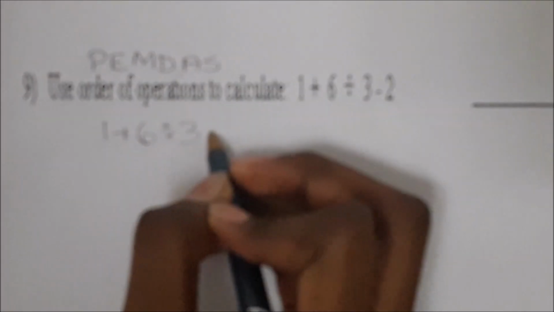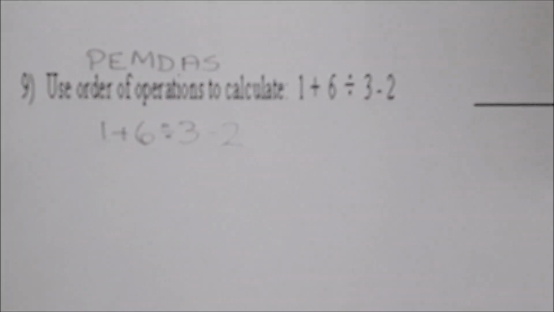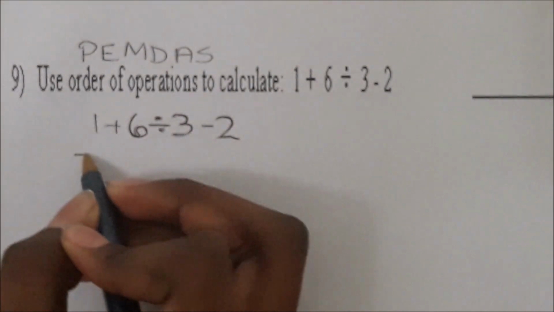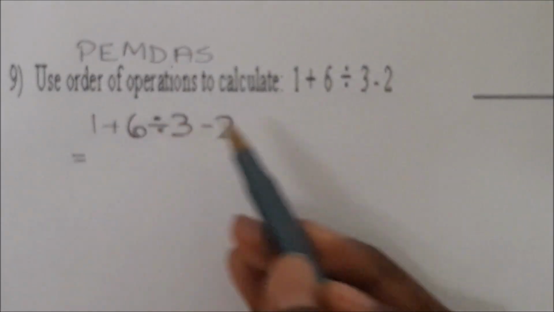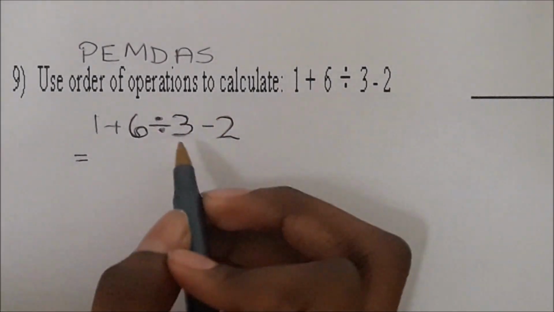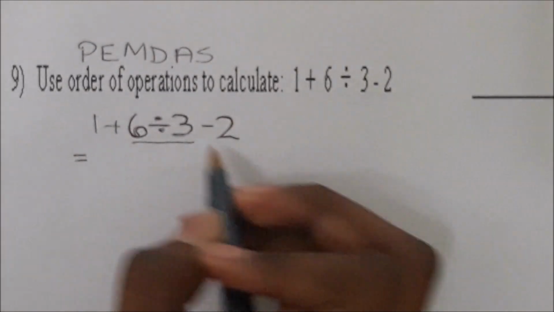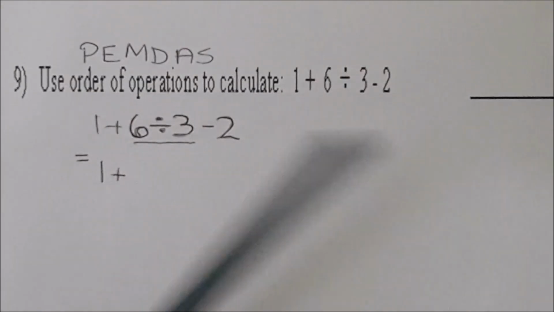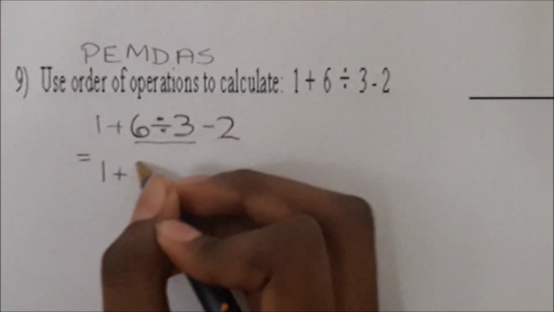Take away 2. Okay. Continue. Then put equal, and the first operation we see is D, which is division. So we underline it and put 1 plus 6 divided by 3 is 2.